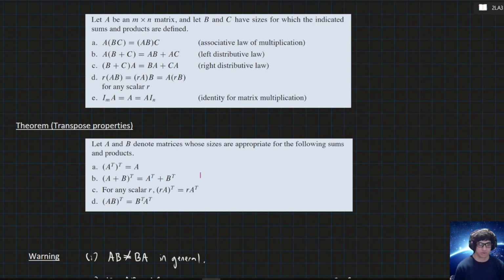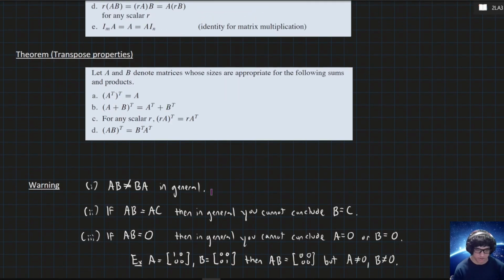Now we'll give a few warnings about matrix multiplication. As I said before, the order in which you multiply matrices matters. In other words, A times B is not equal to B times A in general. For some very specific matrices, this will be true, but if you just choose a random A and a random B, it won't be true.